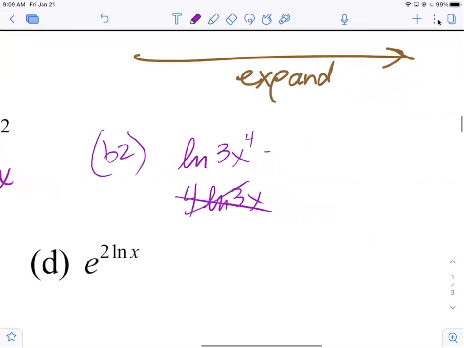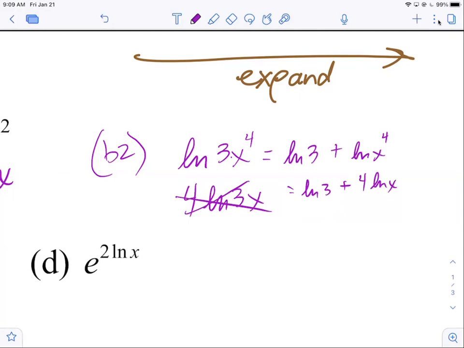But what can we do? I'll work left to right. It is a product, isn't it? So I can write it first as the natural log of 3 plus the natural log of x to the 4th. When I expand a product, it becomes a sum. So each factor gets its own log, and I'm adding. And now, working straight down, in the second term, I can bring the 4 out front. There you go. Okay, so we've got to be careful.